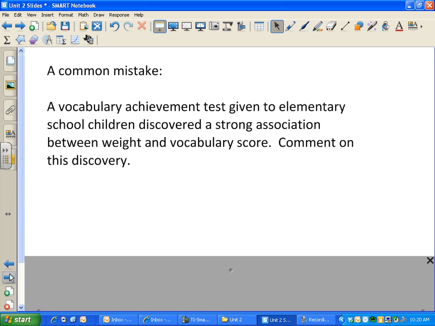The last thing I want to mention about Chapter 9 is a very common mistake. So here's a little story problem. A vocabulary achievement test given to elementary school children discovered a strong association between weight and vocabulary score. So you might be asked to comment on or critique a statement like this. What it's really saying is there's an association between weight and the vocabulary score, okay? And you're probably imagining it going like that.